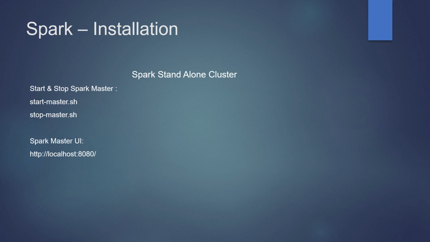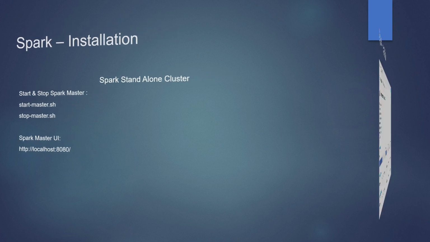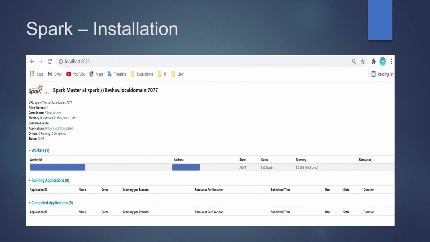We could start Spark cluster in standalone mode. To do that, we need to use the command start-master.sh. Once we start the master, we could find the master UI using the URL localhost:8080. This is the Spark master web UI.